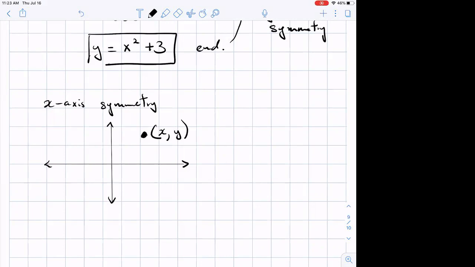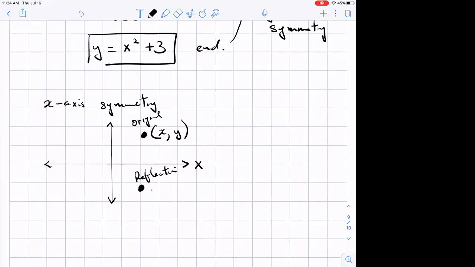If you reflect this point along the x-axis, which quadrant would you expect that point to be in? Quadrant 4. Yes, this will be the reflection somewhere over here, wouldn't it? So if this is the original, this will be the reflection.